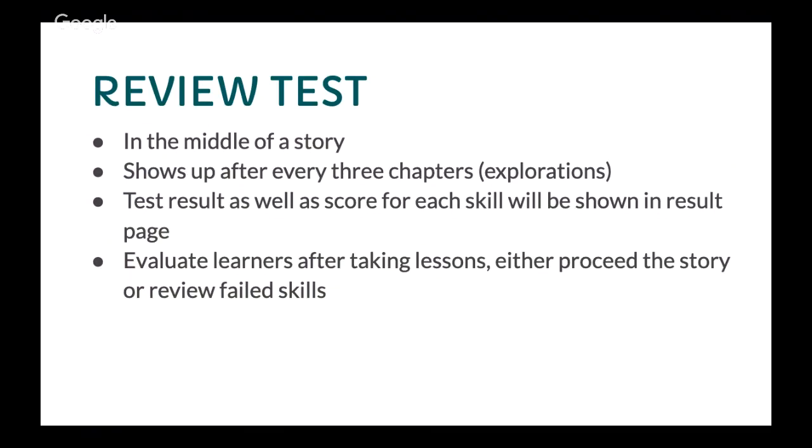If the learner gets a score below 75% on one skill, he or she will fail the test. In the failing mode, the learner has to review the failed skills and retry the review test until passed. In the passing mode, the learner will be able to return to the story player to proceed with his or her learning, or retry the review test to get a better score. Next, please.